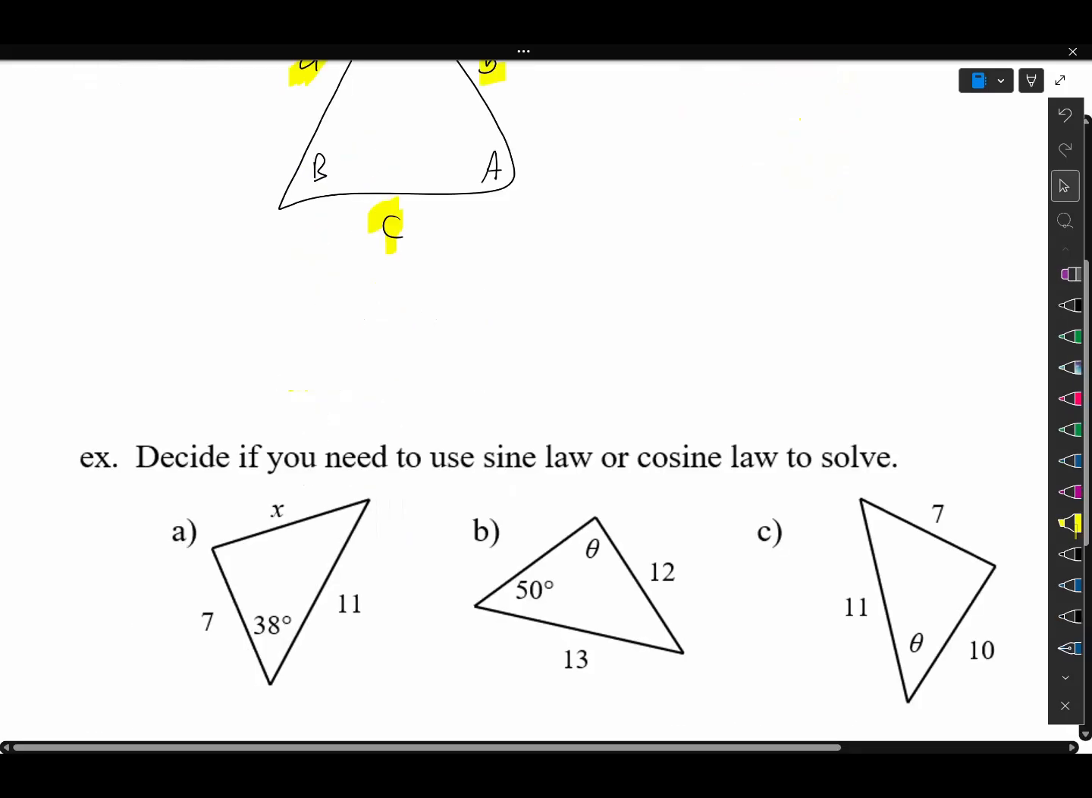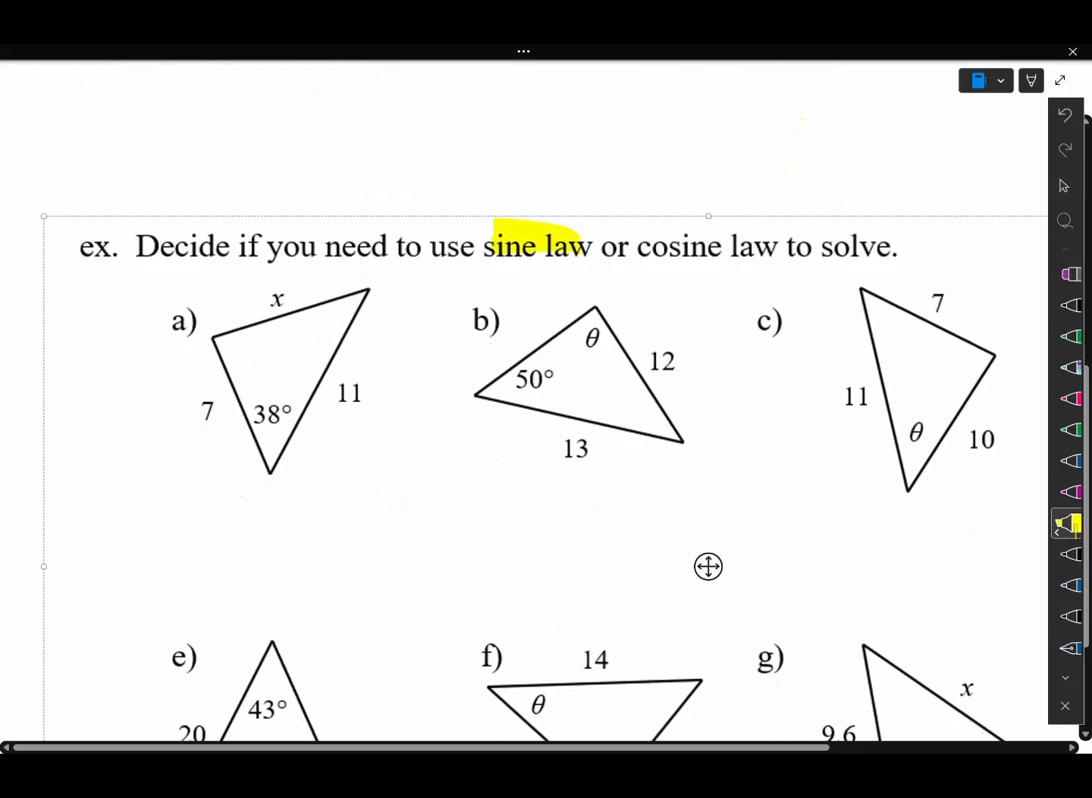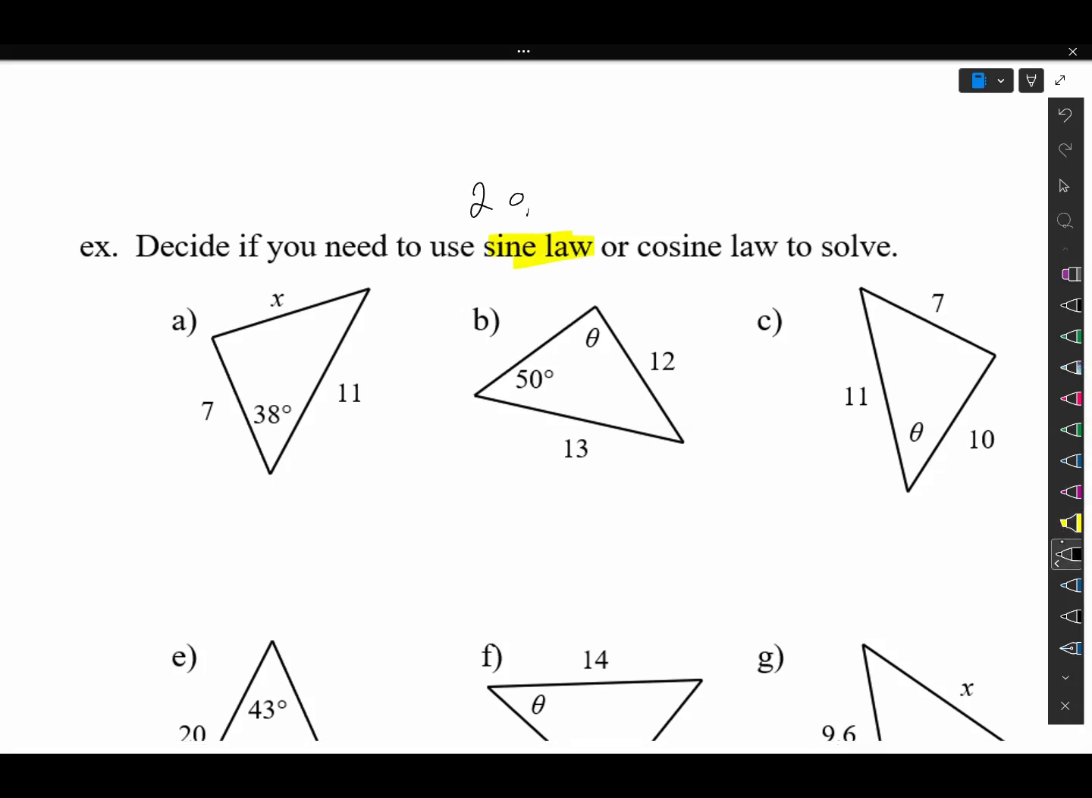Now, when we're working with our sine law, what do we need? Well, we've already practiced that. We know that we need 2 opposite pairs. When we're working with our cosine law, and this might be a little bit new to you, what we need are 3 side lengths and 1 angle. And this one needs to be really picky, because if we're finding an unknown side length, it must also be opposite to that angle that we know.